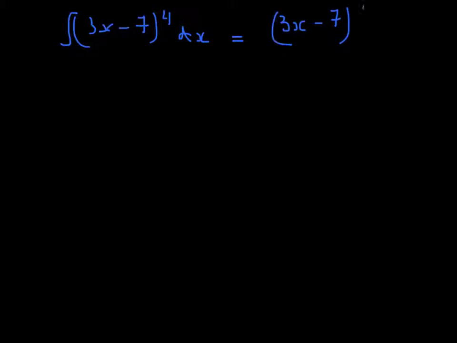The method before was an intuitive one. We just look at the integral, for example the integral of (3x minus 7) to the power of 4, and we think that it comes from (3x minus 7) to the power of 5. But when I differentiate this, I get a 5, so I need to divide by it, and then I get a 3 from the chain rule.